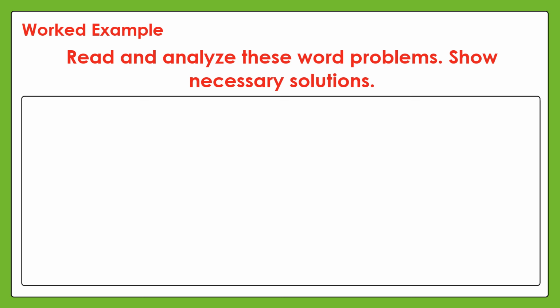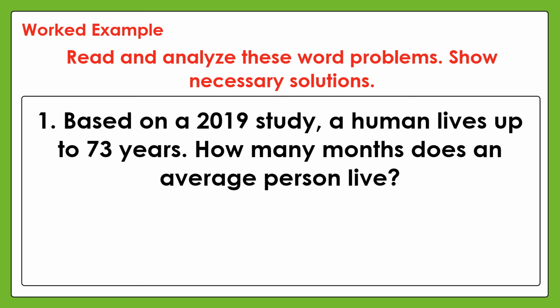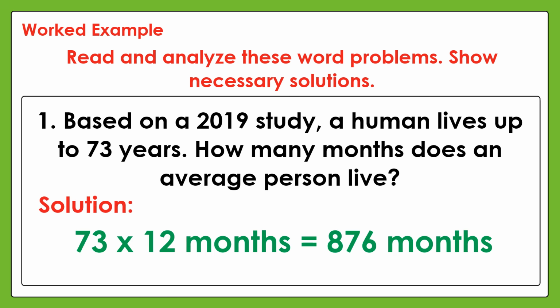Worked example. Read and analyze these word problems. Show necessary solutions. Number 1, based on a 2019 study, a human lives up to 73 years. How many months does an average person live? Solution, 73 times 12 months is equal to 876 months.